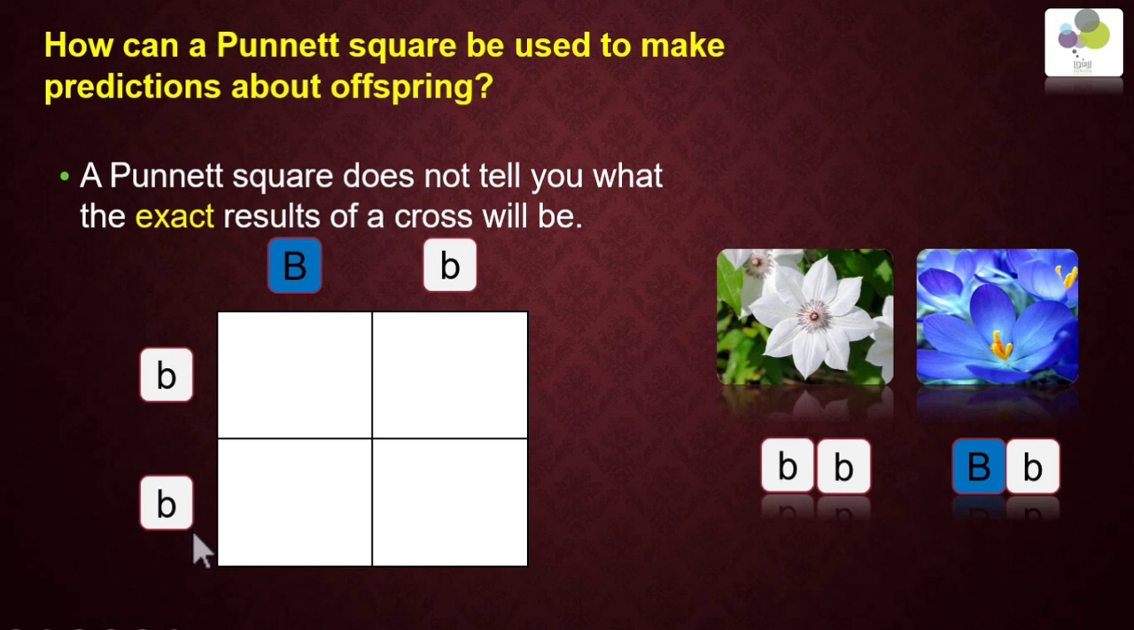Okay, and then, guys, simply we combine this letter with this letter. So the first one will be capital B, small b. The second one, who can tell me? Yes, small b, small b.